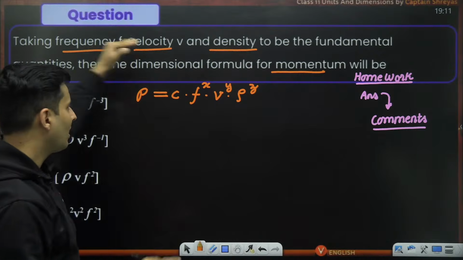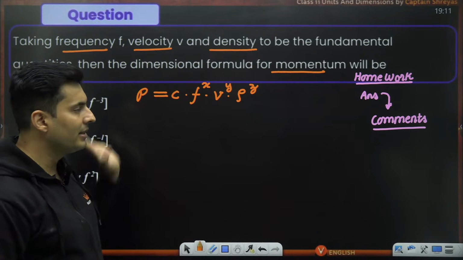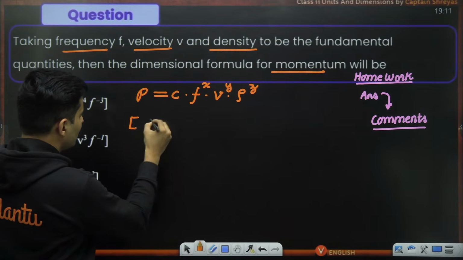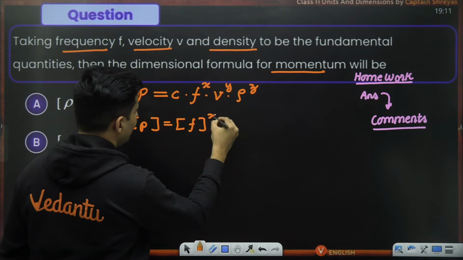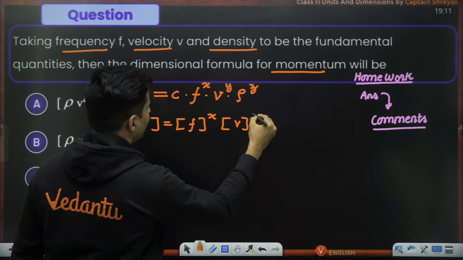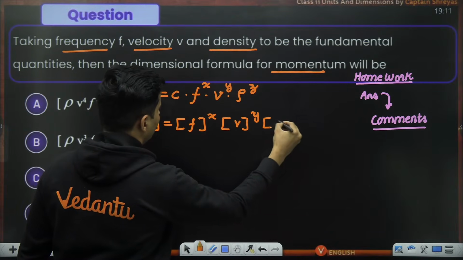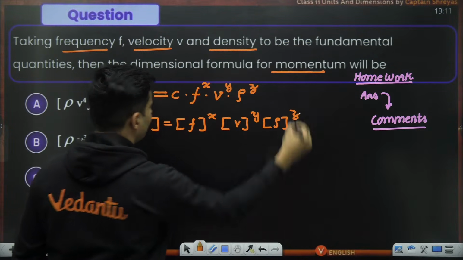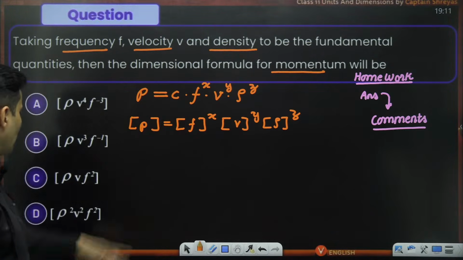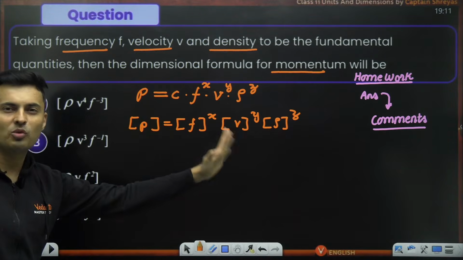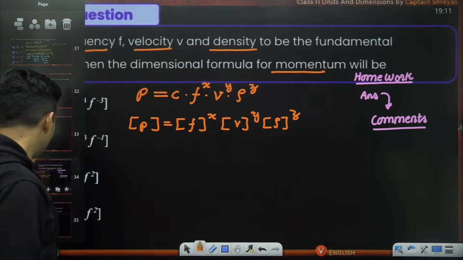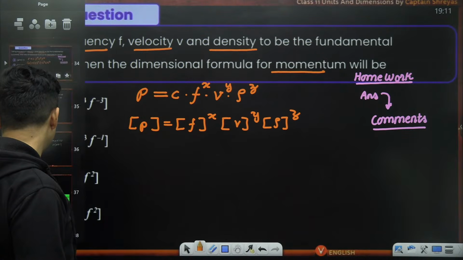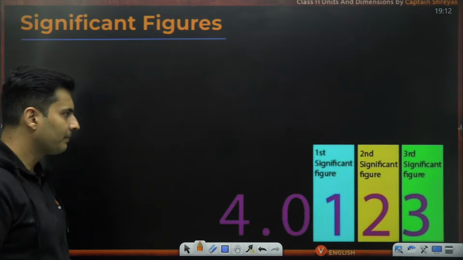Just do it after this. You can easily do it after this. So the dimension of momentum will be the dimension of frequency, velocity, and density with suitable powers. After this, solve it, you will get the powers x, y, and z. I have given you the hint also over here. Answer is there on the next slide along with the solutions.